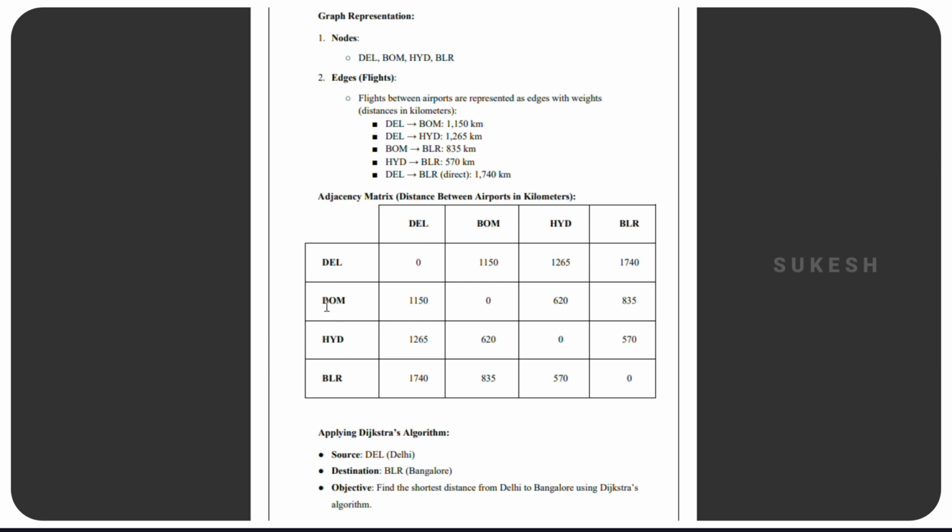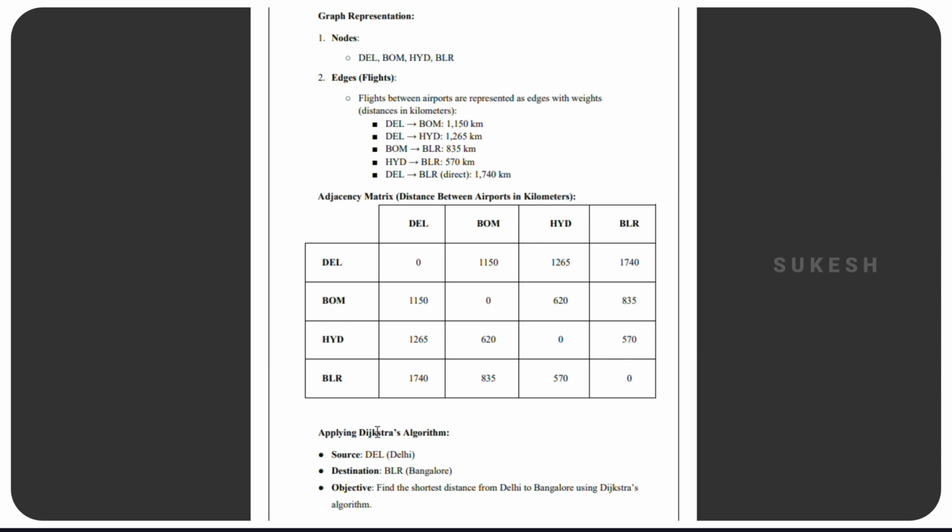Let's take the left column as the source, and the top row represents the destination airports. We have Delhi to Bombay 1150 kilometers, as given in the graph representation itself, and we have Bombay to Delhi as well, because Delhi to Bombay and Bombay to Delhi are the same distance, so we have the same distance two times.